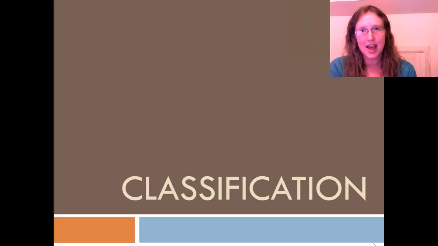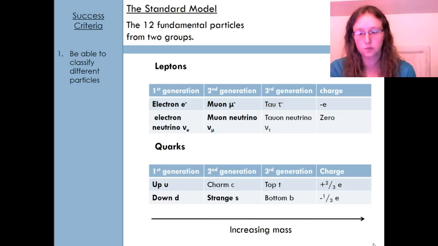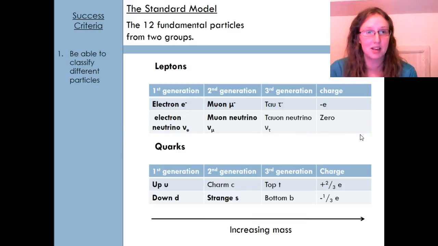So what we're going to look at is how we classify all these different new particles that we're going to meet. And a lot of this comes from what's called the Standard Model. The Standard Model says that there are 12 fundamental particles and they can be split into two groups. So we've got leptons and we've got quarks. And within the leptons and the quarks we've got first, second and third generation. They're kind of paired. They have slightly matching properties in terms of charge within each generation, and then as we go up the generations the mass increases.